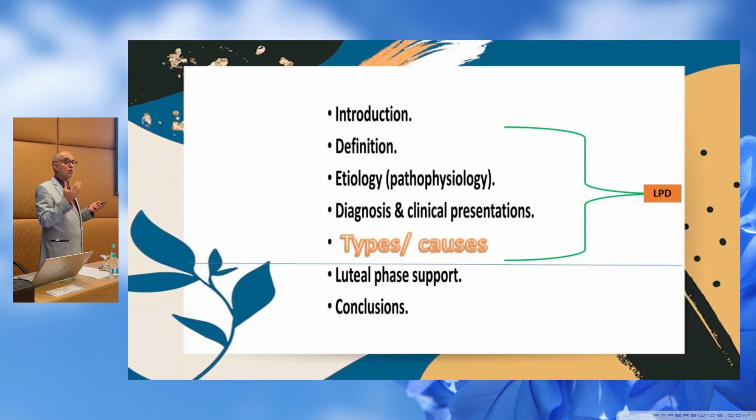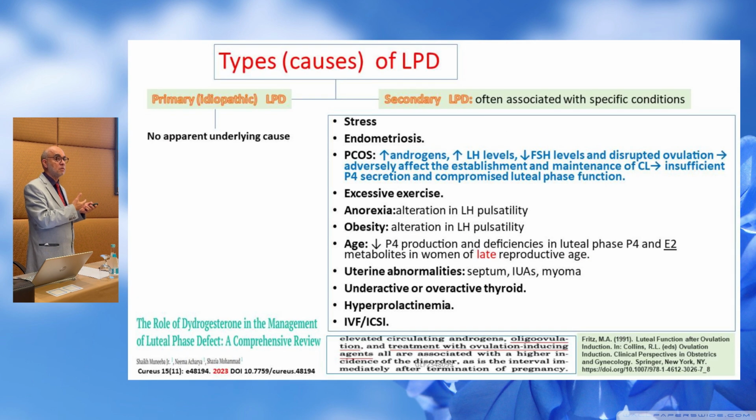So the main causes of luteal phase defect: either idiopathic. This is a common question by the patients. If you tell the patient that your day 21 progesterone is low or your luteal phase is less than 10 days, she will ask you, what is the cause? Doctor, tell me what is the cause. The cause may be follicular phase, as I already mentioned, poor ovulation, PCOS, stress, increased age of the patient, anxiety, uterine anomalies, or hyperprolactinemia or thyroid dysfunction, in addition to IVF patients.